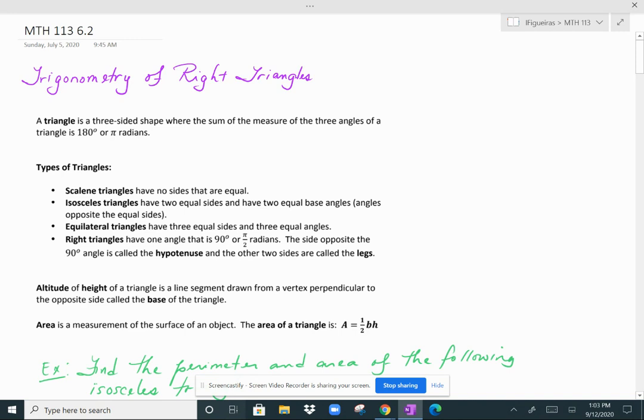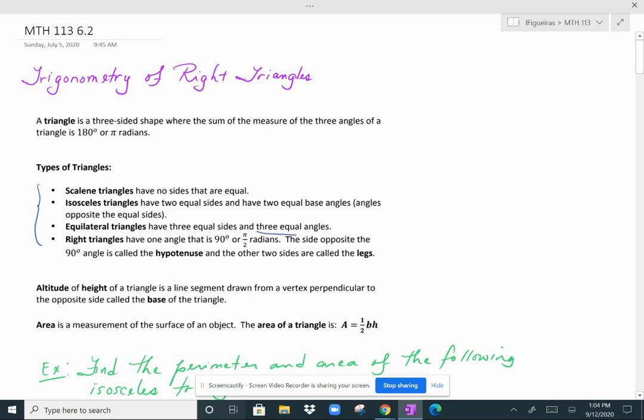There are different types of triangles. There's a scalene triangle, which means none of the sides are equal, as well as none of the angles. An isosceles triangle means two sides are equal and the two base angles are also equal. The base angles are the angles opposite of the equal sides.